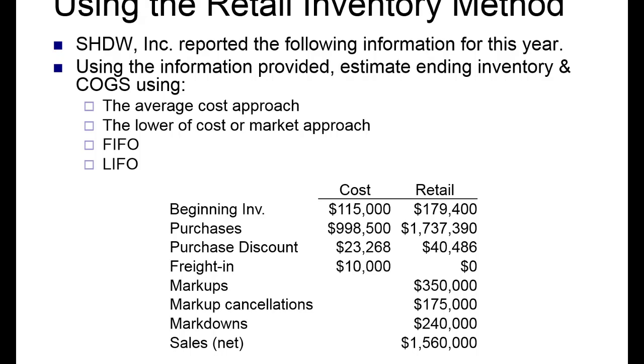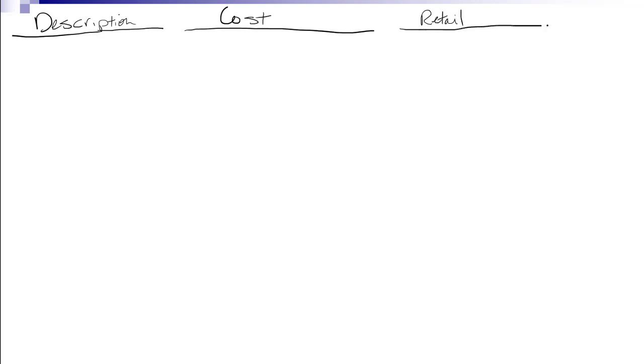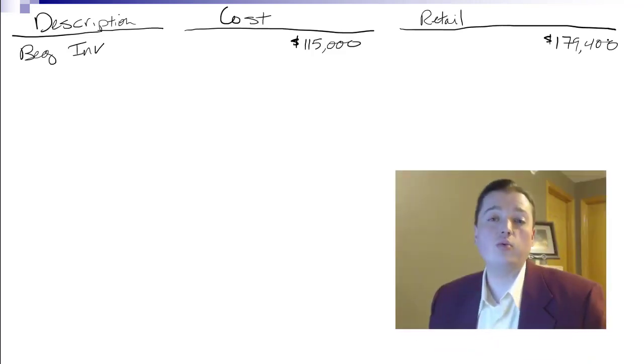Let's go ahead and go through the steps of the retail inventory method. First thing we need is a table. Description. Then we're going to need some cost information. Give myself plenty of room here. And then some retail information. Remember, retail is just what I could have sold it for. So let's start with our beginning inventory. And my cost of my beginning inventory was 115, and the retail was 179,400.